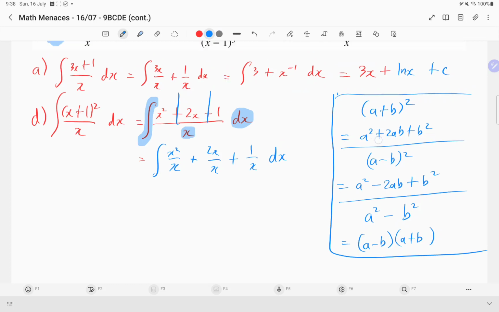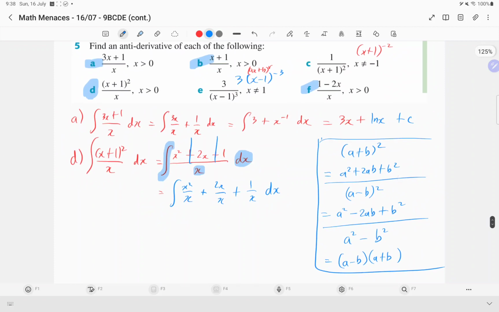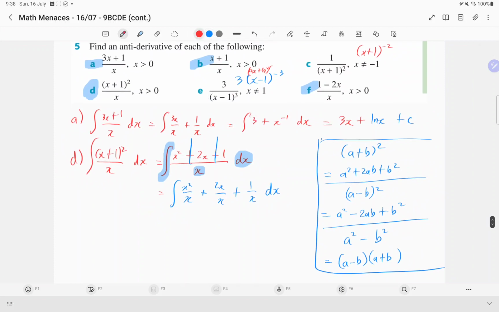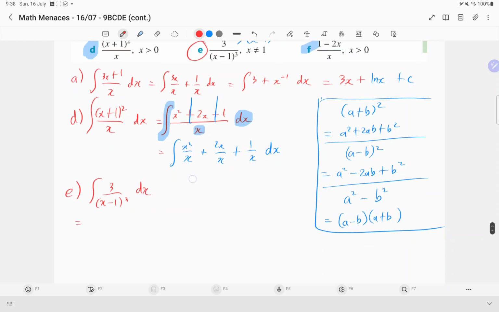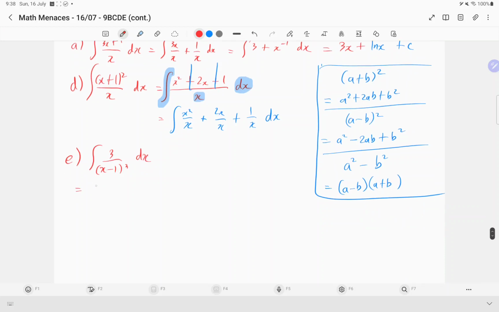Okay, so these ones you don't need to use the new rule straight away. You have to do some other manipulation first, but for question E, you will need to use the new rule straight away. So again, I would write it as, I'll start with the actual question first, alright, and x is not 1 dx. Okay, so this one would be antiderive of 3 brackets x minus 1 to the power 3 and dx. Okay, sorry, power negative 3.